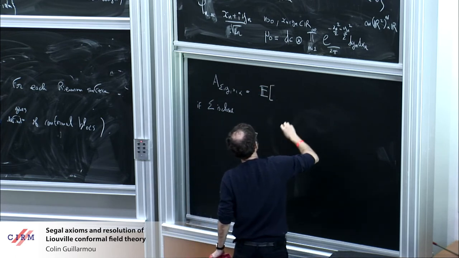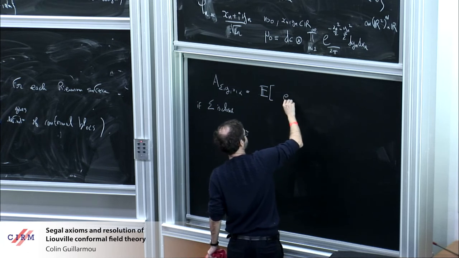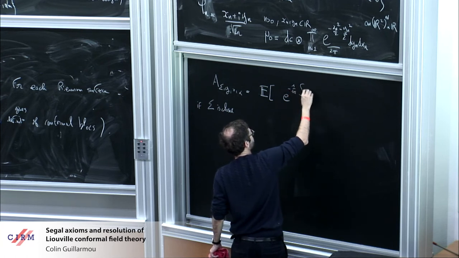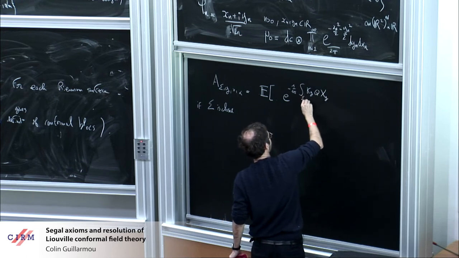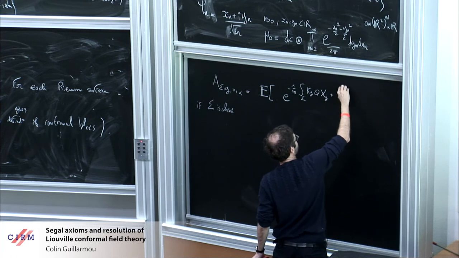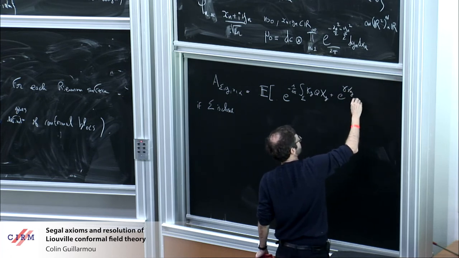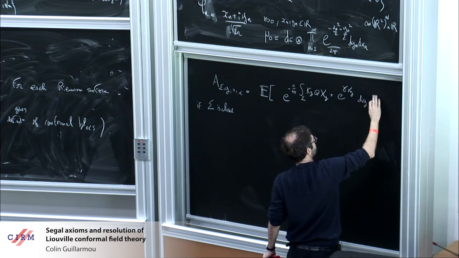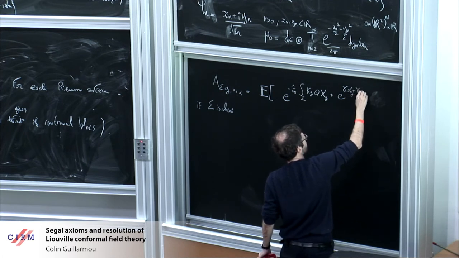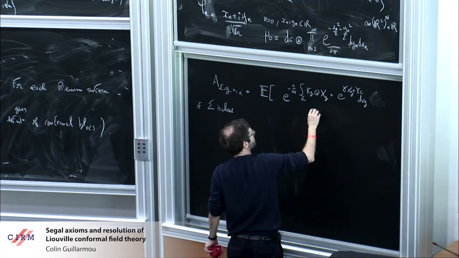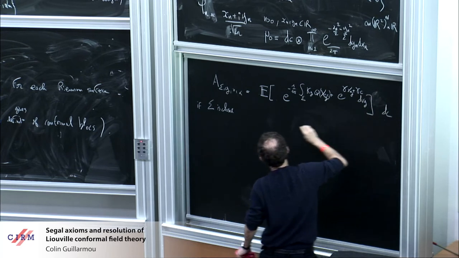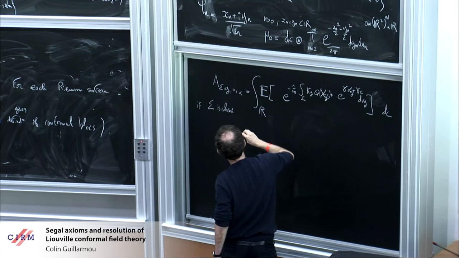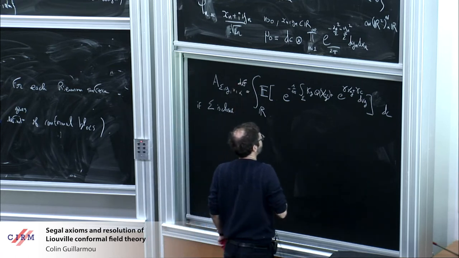So you take the expectation of exponential minus 1 over 4 pi integral of the scalar curvature times Q times Xg on sigma plus exponential gamma Xg d volume of g. Then there is, sorry, plus gamma c. So we define, this is the definition. And what is Xg?